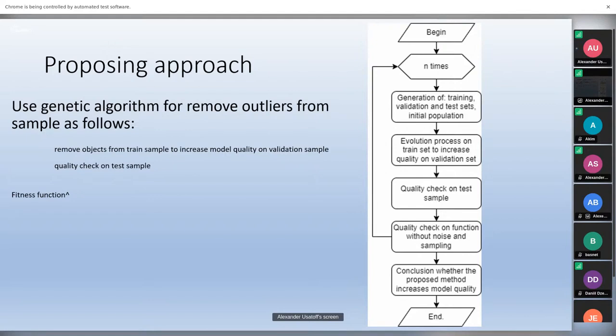One of the most important parts of a genetic algorithm is the fitness function. In our problem, the fitness function was a sum of mean squared error and a penalty for excluding part of the objects. We tried to use a robust penalty for excluding objects, but it was a bad idea.